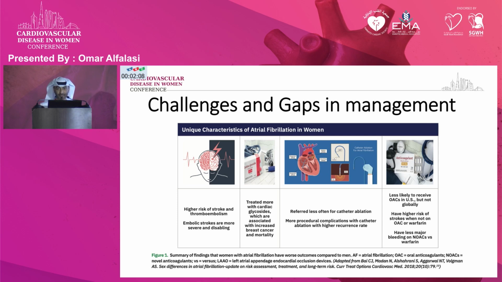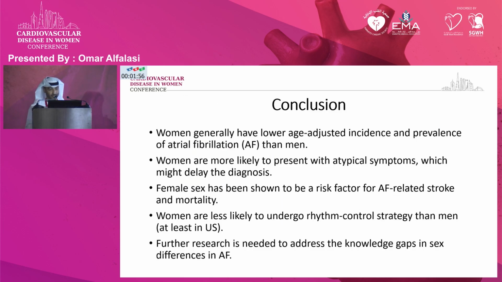So I think from my research, we need to be a little bit more aggressive when we're treating atrial fibrillation in females. So my conclusion: women generally have a lower age-adjusted incidence and prevalence of atrial fibrillation than men. But as I mentioned, if you look at the absolute number, it's almost the same because females have a tendency to live longer. Women are likely to present with atypical symptoms, which might delay the diagnosis and set the stage for the atrial fibrosis to kick in.